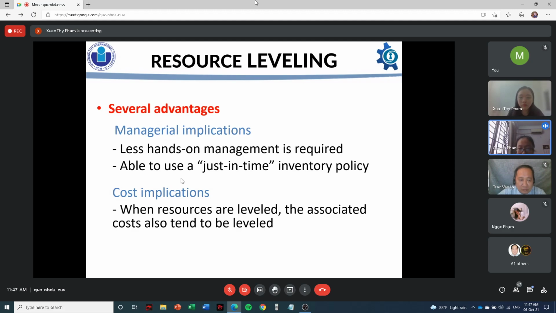The project manager can arrange to have the resource available when needed, can have the supplier furnish a constant amount, and can arrange for a backup supplier if advisable. Moreover, the project manager can do this with little error. Also, resource leveling makes us able to use just-in-time inventory policies without much worry that the quantity delivered will be wrong. Within cost implications, when resources are level, the associated costs tend to be level.